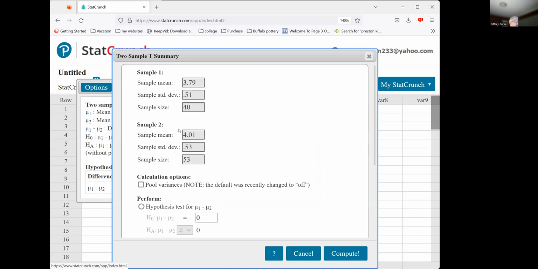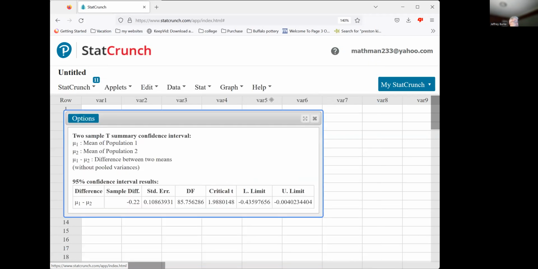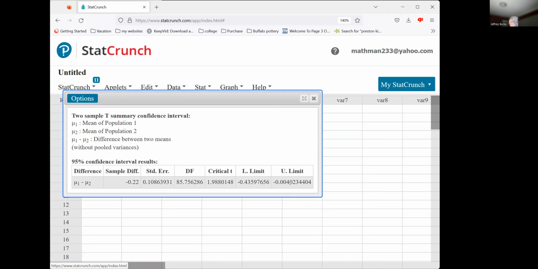I'm going to keep all the information in there, hit compute, and take a look at that. Now that is getting really close to zero, but it is still negative. So this is negative, this is negative. It does not contain zero in the interval, which means we should reject the null hypothesis. So the interval for the difference in sample means is negative 0.436 to negative 0.004.